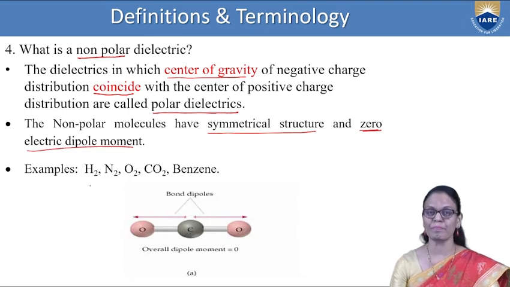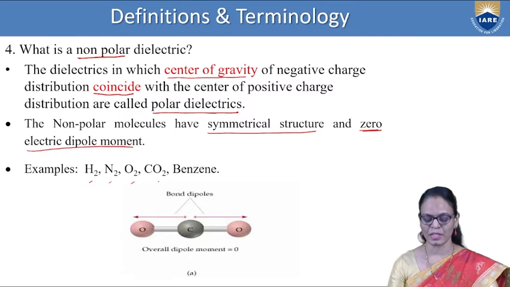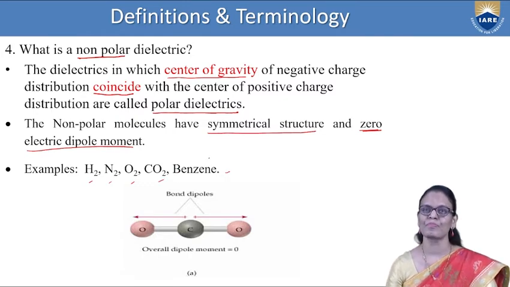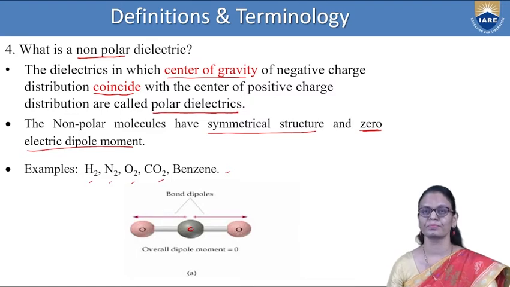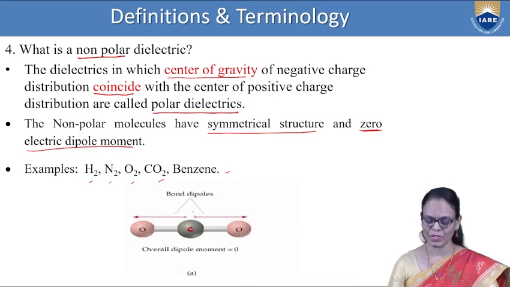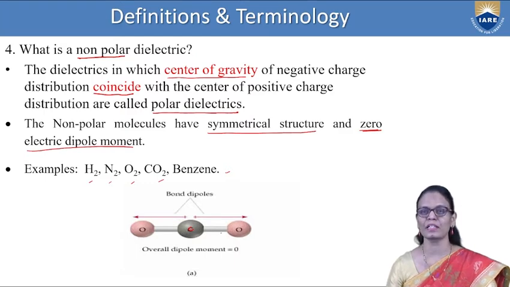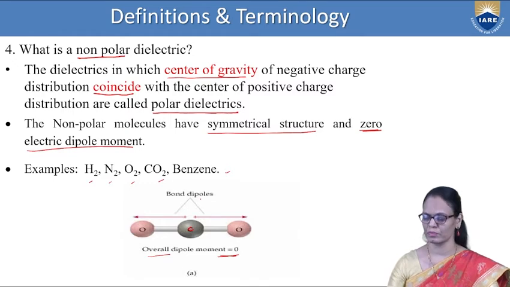If you see examples, we have hydrogen, nitrogen, oxygen, CO2, and benzene. All these are examples of non-polar dielectrics. If you see the example here, we take CO2. Now, if you see the bond dipoles, the centers of gravity are coinciding with each other. So, the overall dipole moment is 0, and we call this a non-polar molecule.